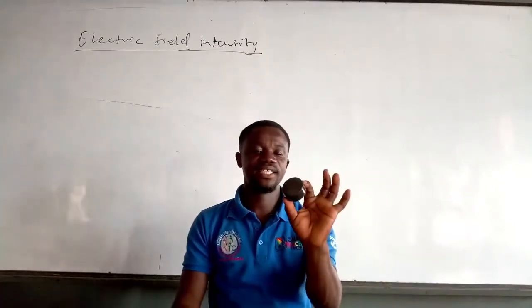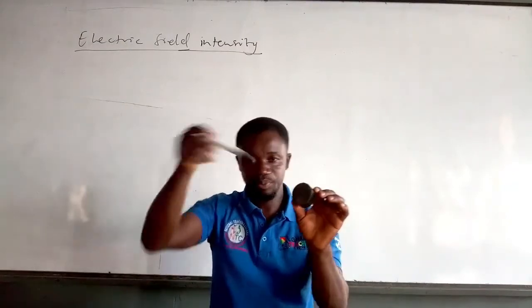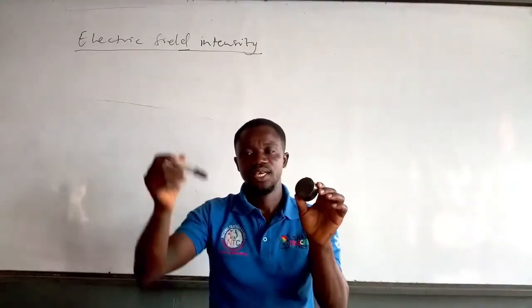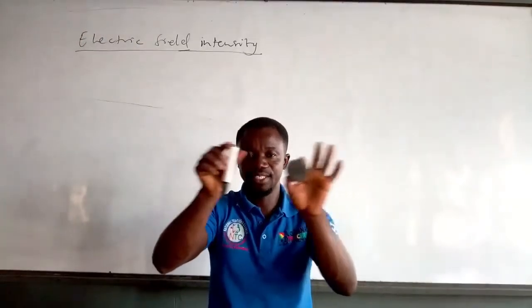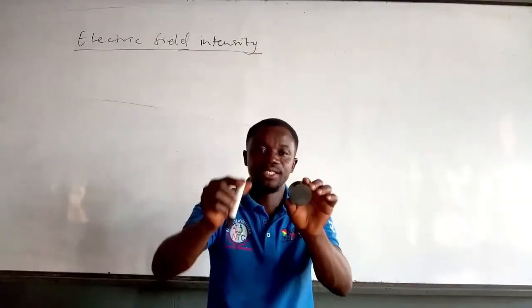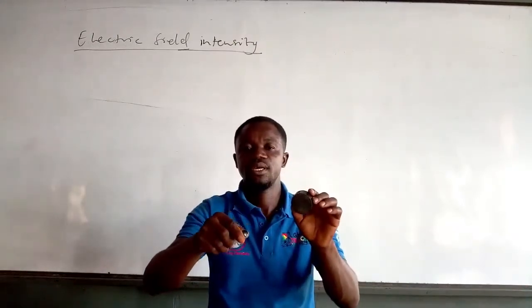A charge has created a field. This charge is coming into the field to experience the field. Remember that we are saying force per unit charge. The force between two charges is as a result of the two charges. This charge exerts a force on this charge, and this charge also exerts a force on this.